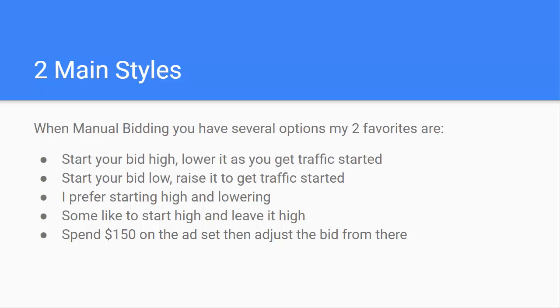Okay, and I mean lowering it, and you can lower it fast. If you start with like a $1,000 daily budget and you're bidding high, you're gonna get a flood of traffic right away, and you can lower it right away too. So it's pretty cool that way. Some like to even start high and leave it high. You've got to really know what you're doing and have a good budget in order to do that. So basic rule of thumb is spend about $150 on the ad set. How long that takes, day, 2, 3, whatever. Could take 1 day, could take an hour, depending on your daily budget. Spend that and then adjust your bid from there.